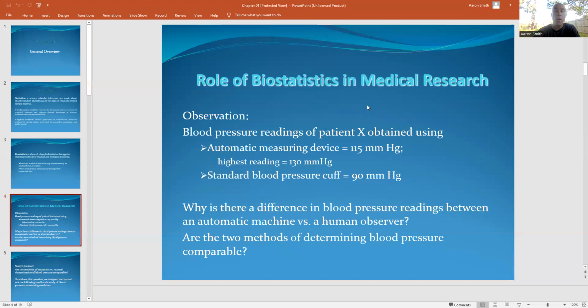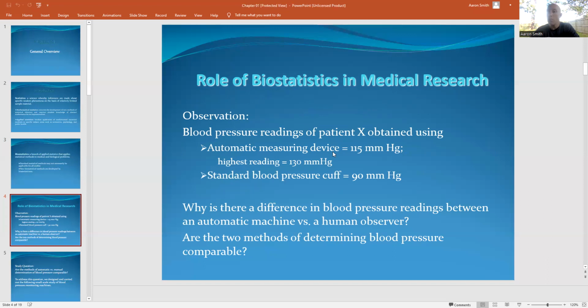All right, the role of biostatistics in medical research. First of all, observation. So let's say that we're looking at blood pressures, and we've got an automatic device that the patient puts their arm through, and the machine inflates the sphygmomanometer and then takes a reading. We also have the old school way where someone uses a stethoscope and listens to what's going on through the stethoscope, and we see that we get different readings.